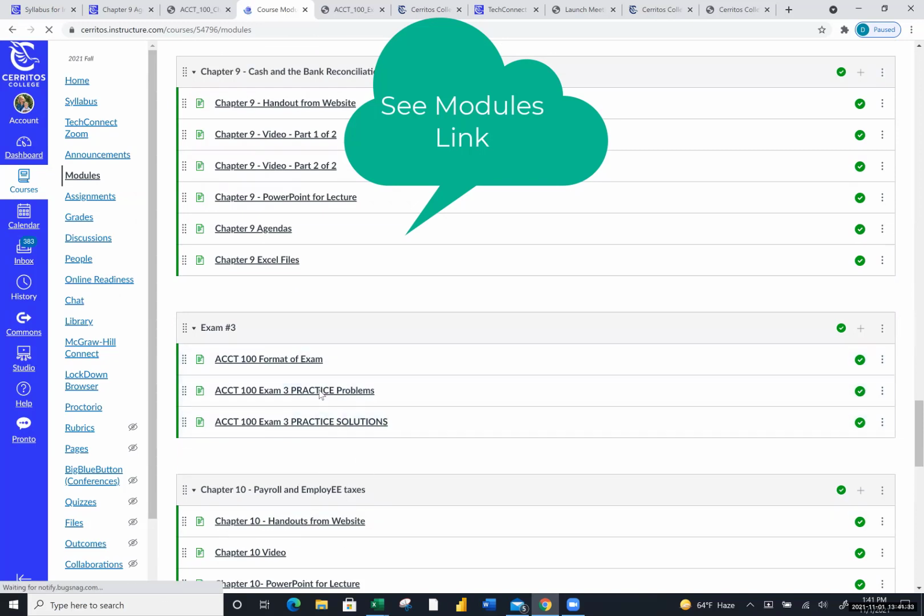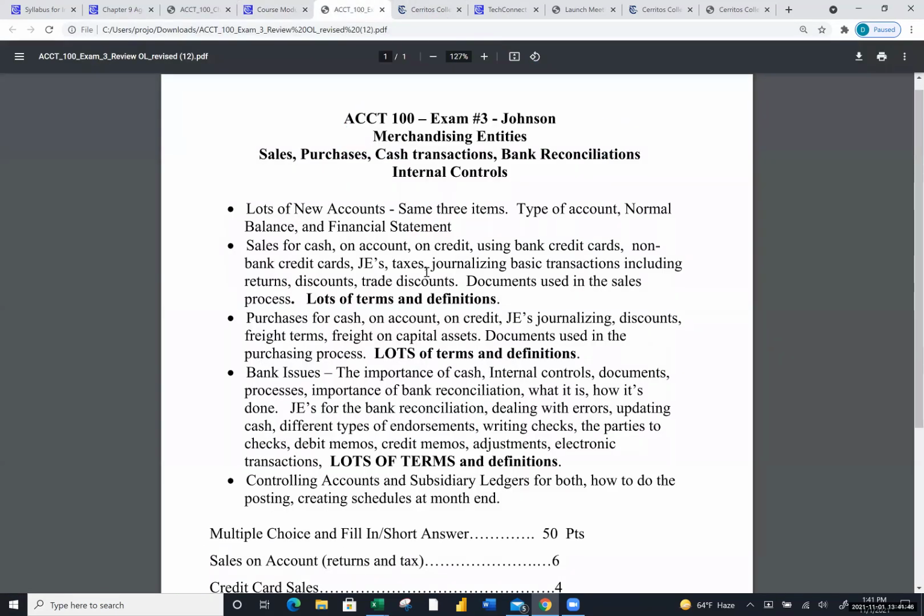I did also give you some practice problems, and this was based on a real test, just to give you extra practice. I also gave you the solutions. But right now we're looking at the format of the exam, and I'm pretty sure I opened that. Yes.